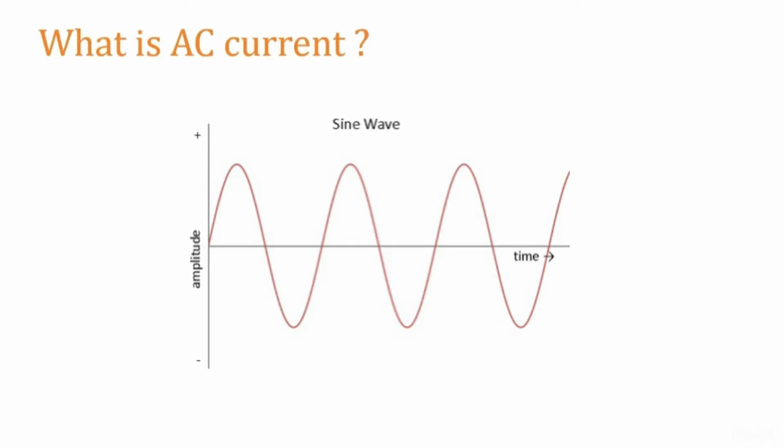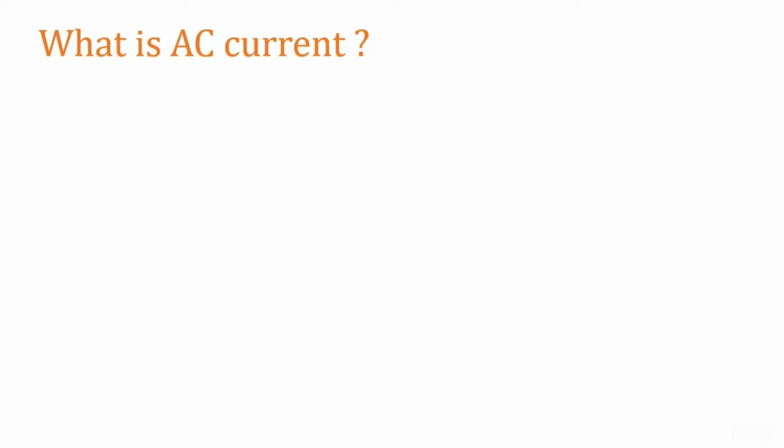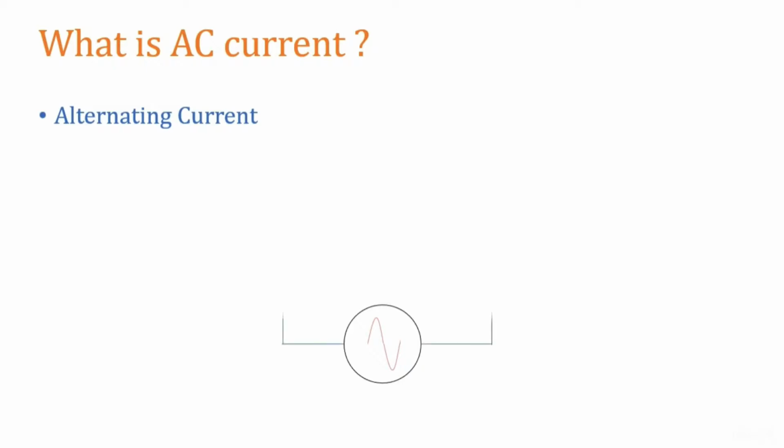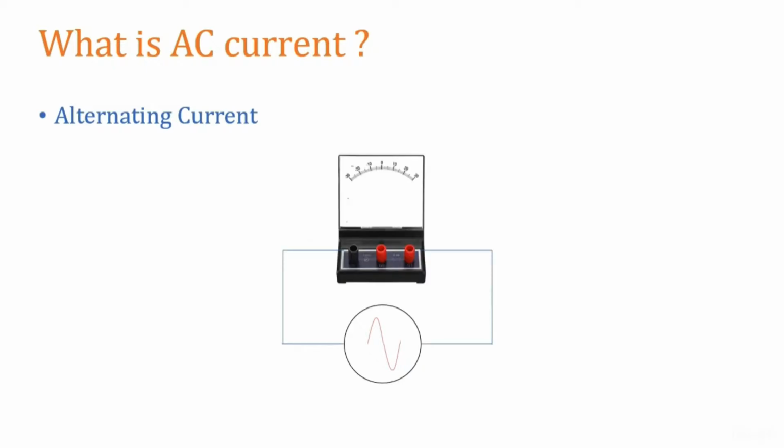Now I'm going to explain AC current in this video. So let's get into the topic. AC current means alternating current. It means the current always alternates. To understand this, take an AC generator. The output of the AC generator is connected to a galvanometer like this.